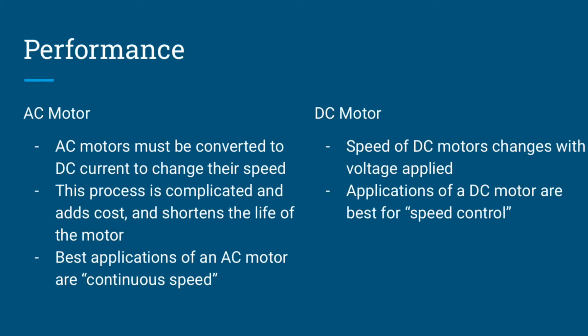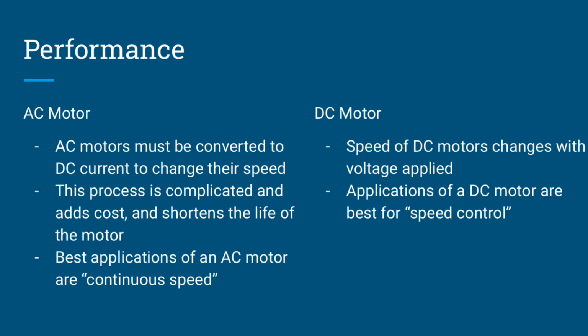AC motors run at the speed of the frequency of the AC supply. To adjust the speed, the AC must be converted to DC and then converted back at a different frequency. This adds costs and can shorten the lifespan of an AC motor. When you think of the best applications for an AC motor, think of continuous speed.